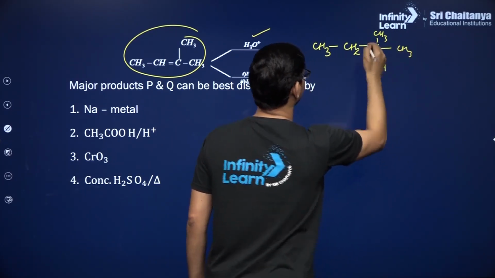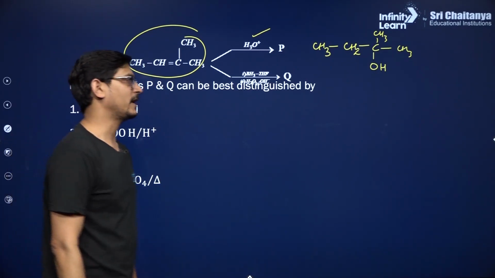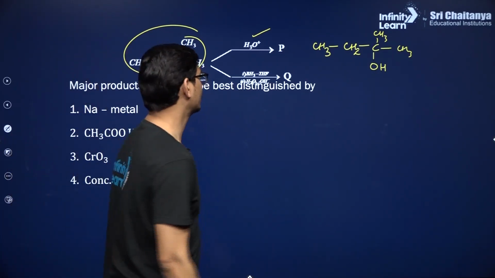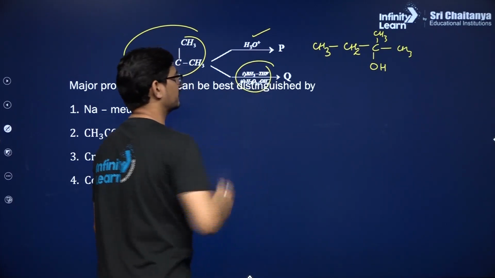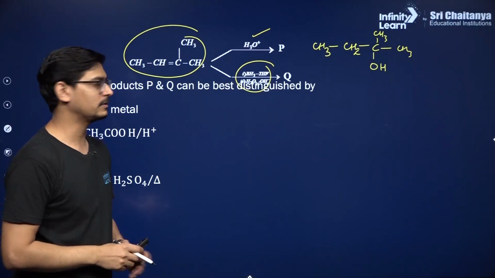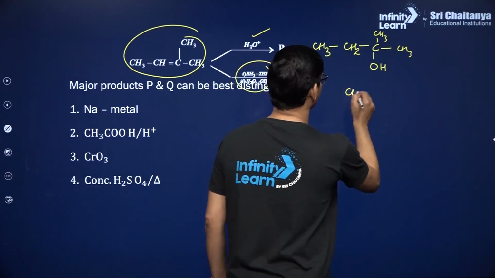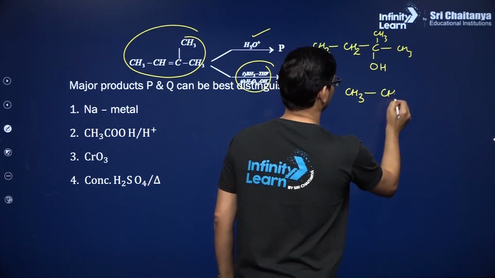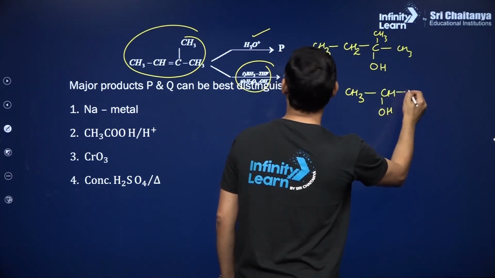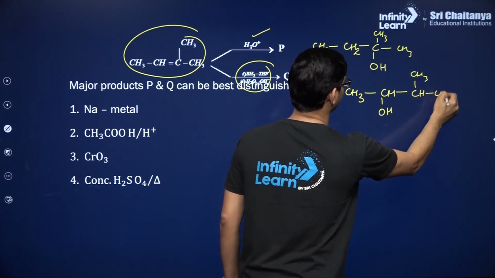So this is the product P, a tertiary alcohol which is formed via the more stable carbocation. This is BH3·THF, hydroboration oxidation, which occurs as per the anti-Markovnikov rule, that is anti-Markovnikov addition. So here we will get a secondary alcohol, that is OH will attach here and H will attach here, in anti-Markovnikov manner.